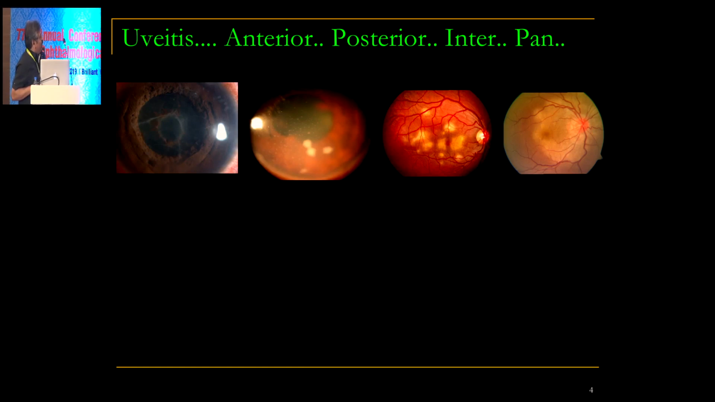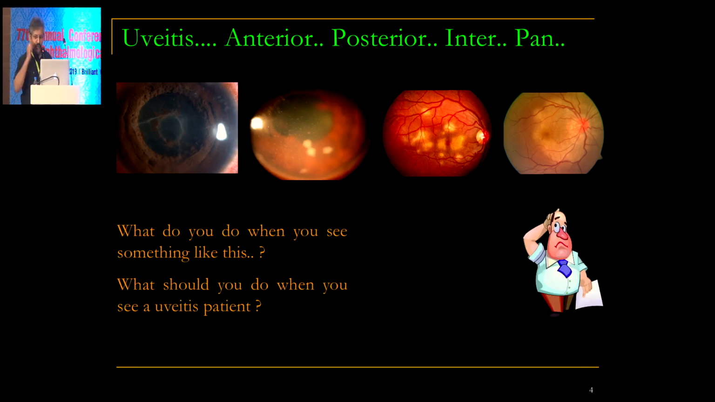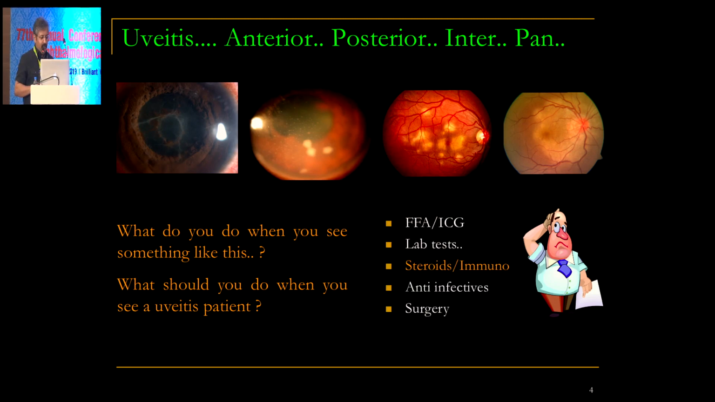So uveitis, you have anterior, posterior, intermediate, pan-uveitis. When you see something like this, we really start scratching our head. What do you do when you see something like this? What should you do when you see a patient with uveitis? You do these tests, all these investigations and all that.